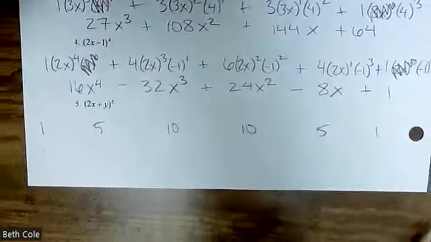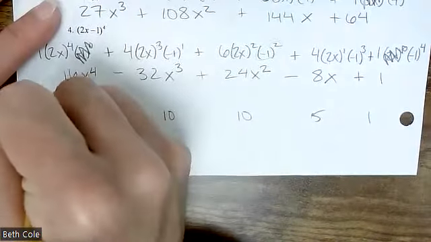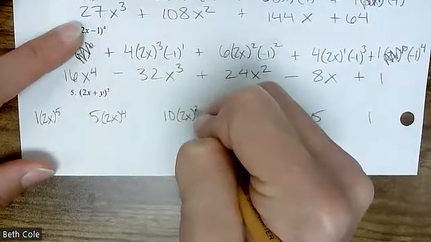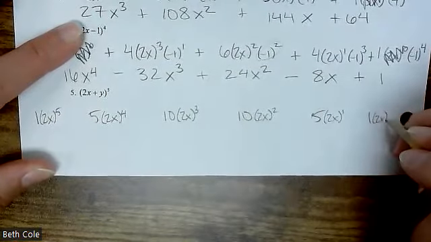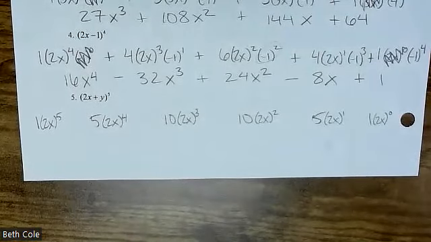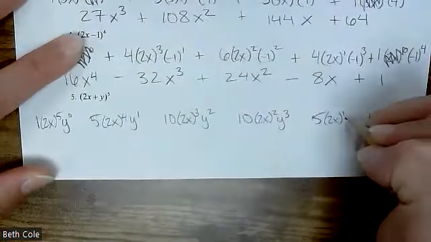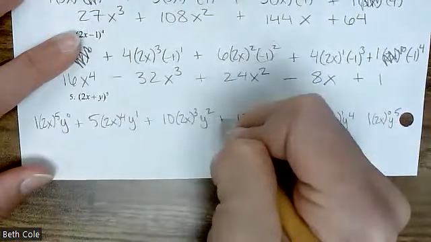I have to zoom out to be able to see the whole thing. All right. The first thing is 2x. So you're going to have 2x to the 5th, 2x to the 4th, and so on. And then the other thing is y. So you're going to have y to the 0, y to the 1, y to the 2nd, and so on. Oh, I barely made it fit. And then put pluses in between everything.